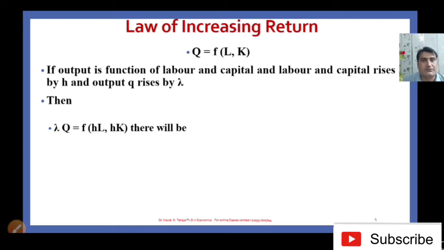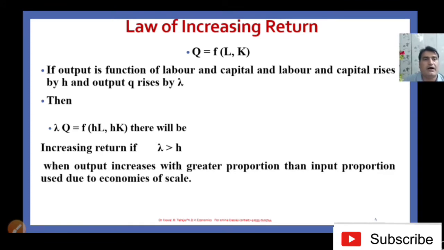Lambda Q means total output: Q is the initial output and lambda Q is the final output. After increasing the input by H, there will be increasing return if lambda is greater than H. It means that the proportional increase in output is greater than the proportional increase in input, so output increases in greater proportion than input due to economies of scale.